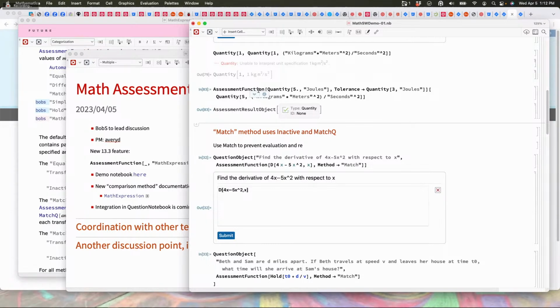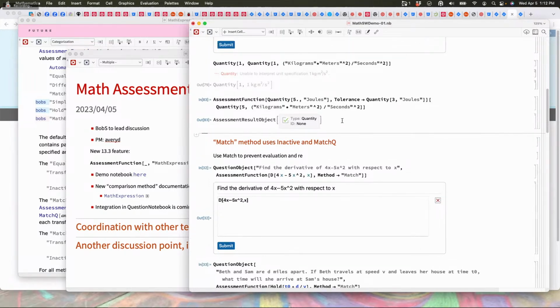Right. So what we've had for a while is a quantity comparison method with an assessment function, which assumes that you want to automatically convert quantities. I'm saying there's probably a case where we don't want that. We also have a held expression comparison method. But that's too detailed. I'm just flagging this as another thing. But let's keep going.